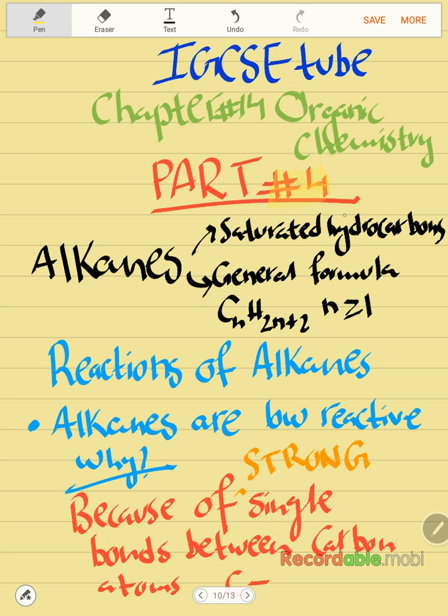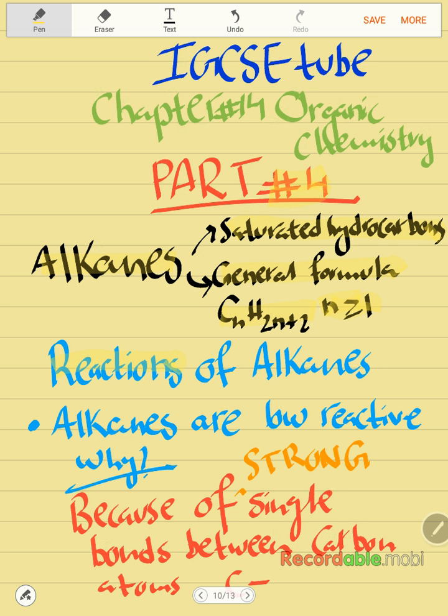Alright, so in this video, I'll be talking about the different reactions that alkanes undergo. And so a quick recap, what are alkanes? These are saturated hydrocarbons. Saturated meaning they only have single bonds between the atoms. And the general formula of alkanes is CnH2n+2, where n is an integer that is greater than or equal to 1. So now going to the main focus of this video, which is reactions of alkanes, the reactions that alkanes are capable of undergoing.